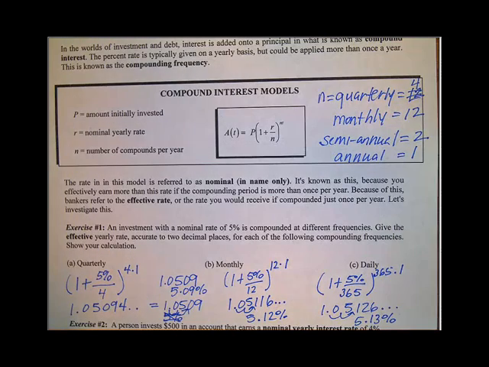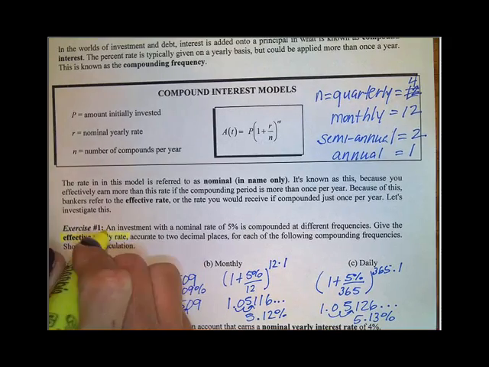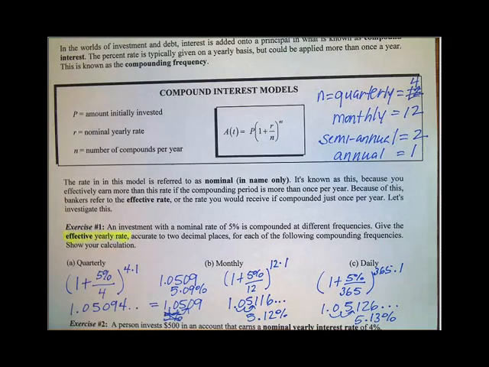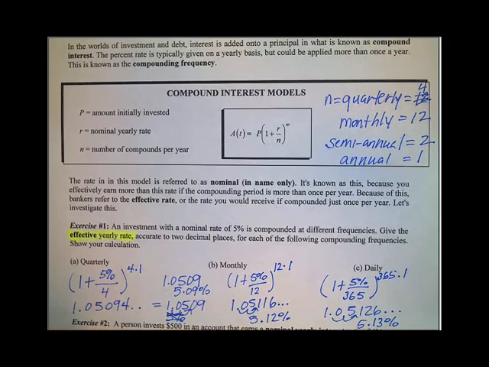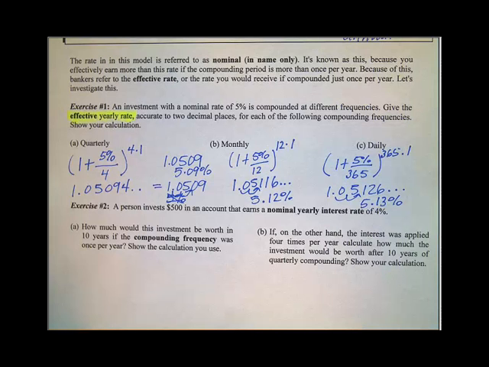Remember, these represent the effective yearly rate. Okay? This is telling you what the bank is going to give you, but it's compounded more than once a year. That's important for you to know. A lot of vocab in this. All right, let's pause for a second, read example 2.